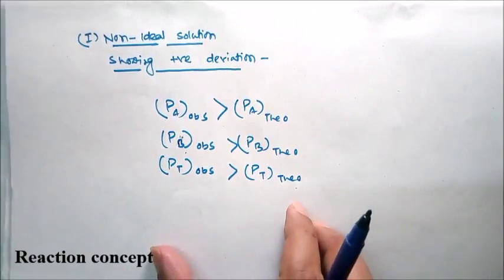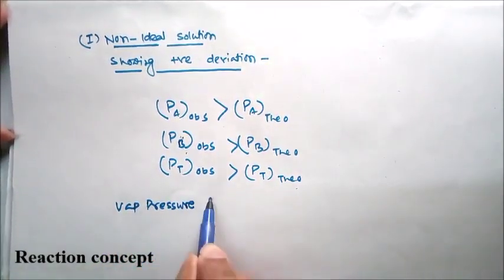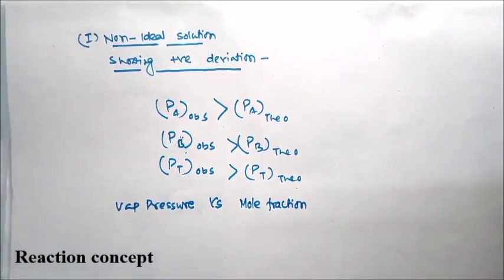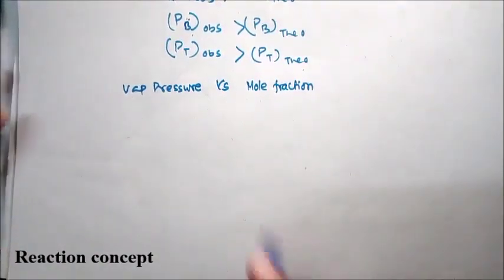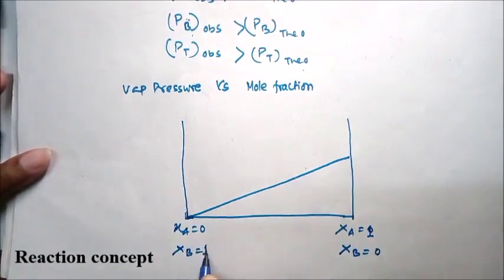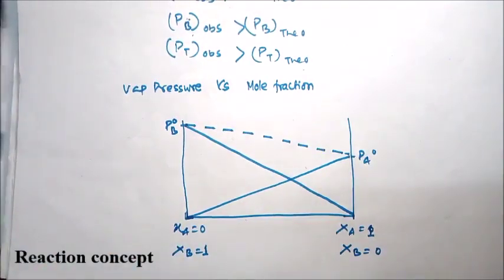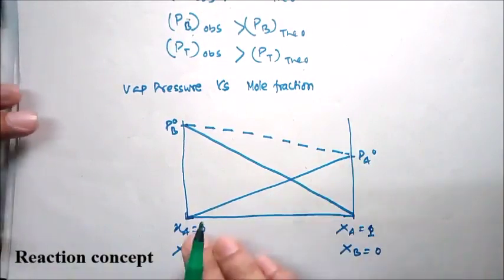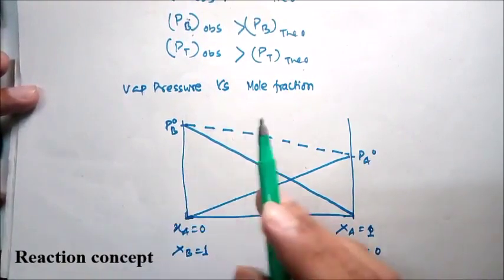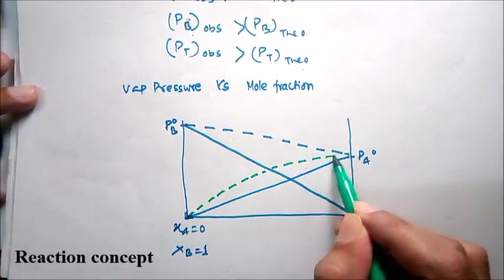So the graph will be a graph of vapor pressure versus mole fraction. I am showing the graph. Now see, here it is showing that these pressure values are greater than the theoretical. These are the theoretical graph, so the observed value will be greater than these values. So the pressure value we got for the A component would be greater than this graph. So the graph will be like this. It will have pressure value greater than the theoretical value.